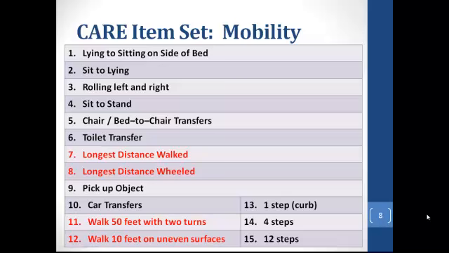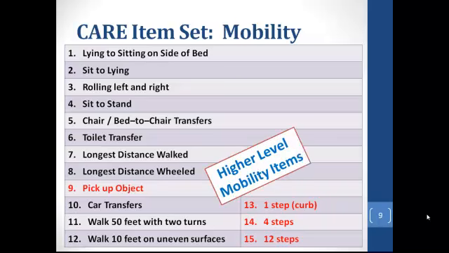Item 7, longest distance walked, longest distance wheeled, and items 11 and 12, walking 50 feet with 2 turns and 10 feet on uneven surfaces, are components of what many of us think as locomotion. And finally, items 9, picking up an object, 13, 14, and 15, about going up and down steps, are higher level mobility items that are helpful in determining someone's ability to perform at a higher functional level, perhaps in the community.